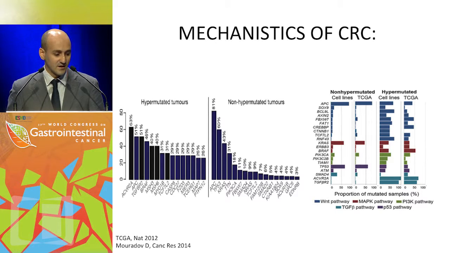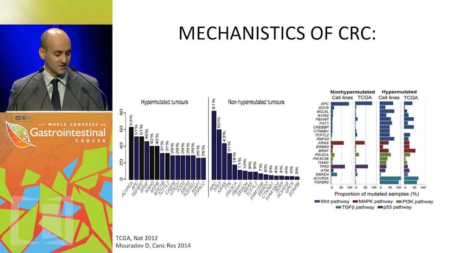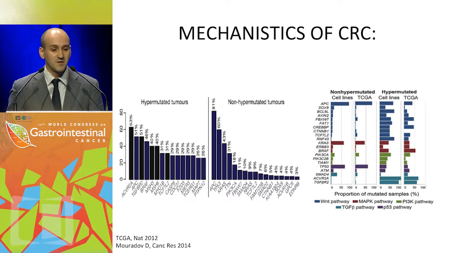On the other hand, in spite of differences in the molecular characteristics of the hypermutant tumors compared to non-hypermutant tumors, we see how the hypermutant tumors have a much increased number of mutations in very different proteins, and we can see how these mutations cluster in five different pathways that are common to non-hypermutant tumors.